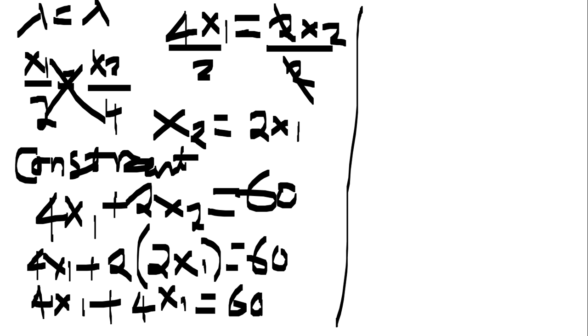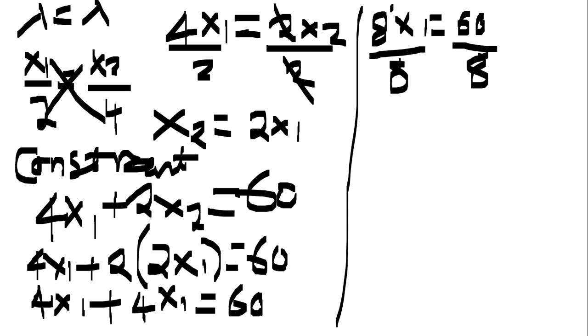Okay. Now we can add 4x1 plus 4x1, giving us 8x1 is equal to 60, right? But our aim is to find the value of x1, right? Yes. So how do we do that? We're just going to divide both sides by 8, isn't it? By 8, yes. Which means that x1 is equal to 60 divided by 8, this is 7.5.